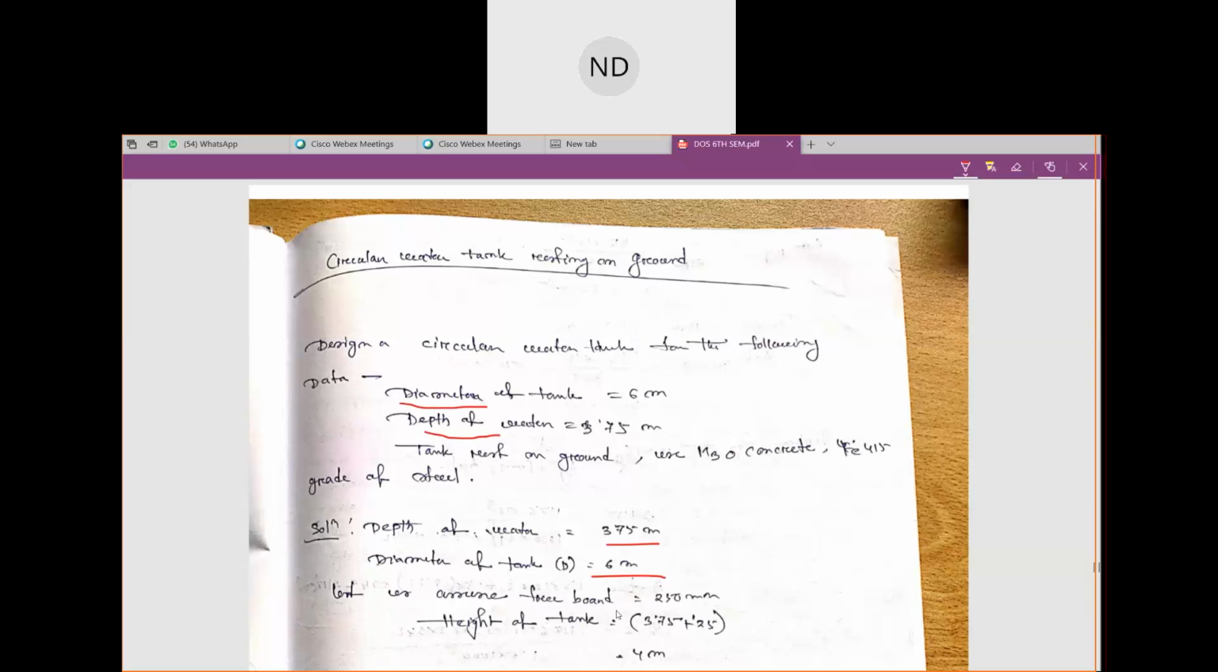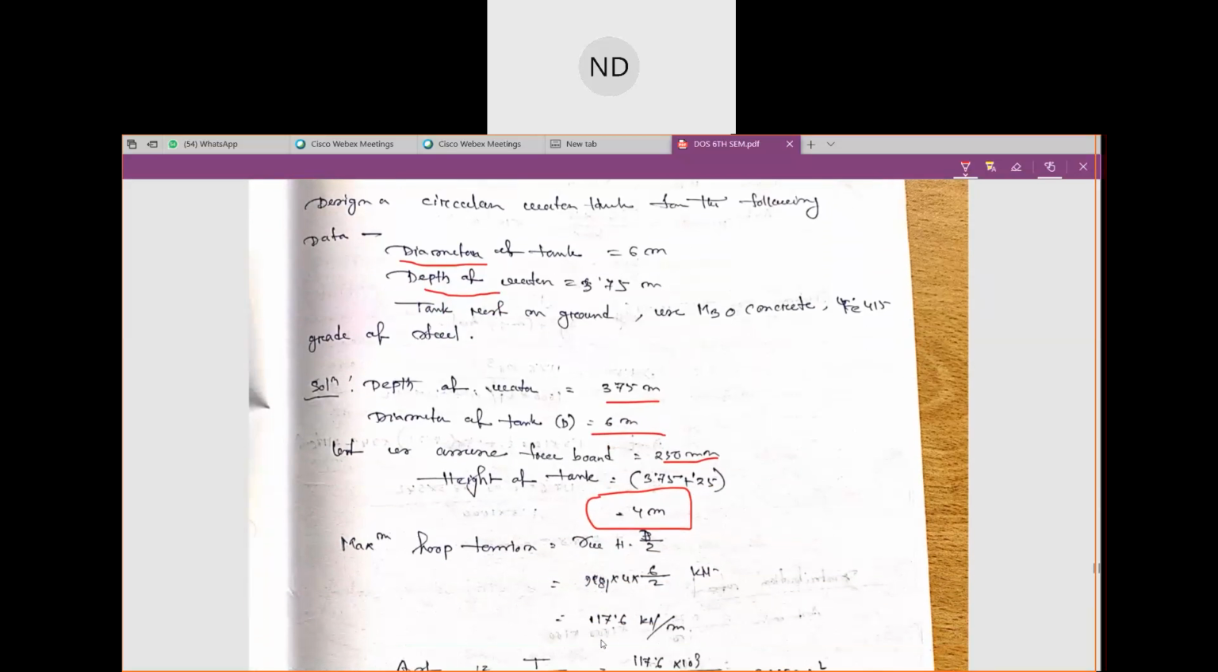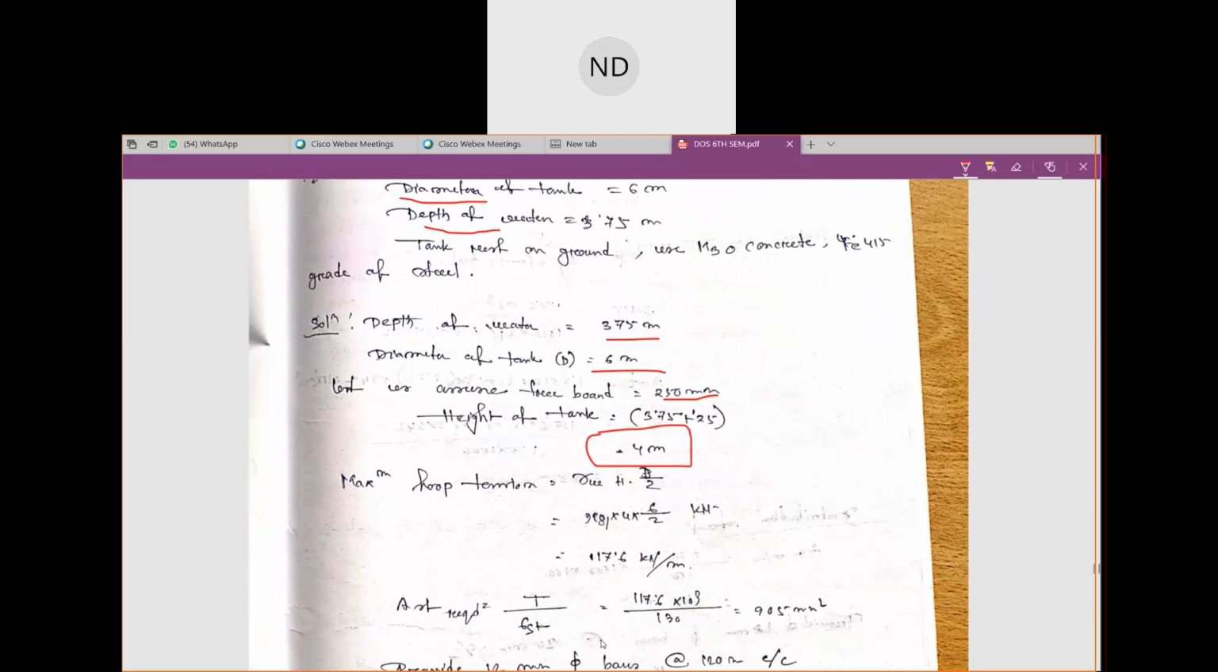Let us assume the freeboard to be 250 mm. Earlier also we had taken, for tanks we always have to take a freeboard, we know that. So we are assuming it to be 250 mm. Height of the tank we have assumed to be 3.75 plus our freeboard, which is 250 mm, 0.25 meter. So total height of the tank is 4 meter.